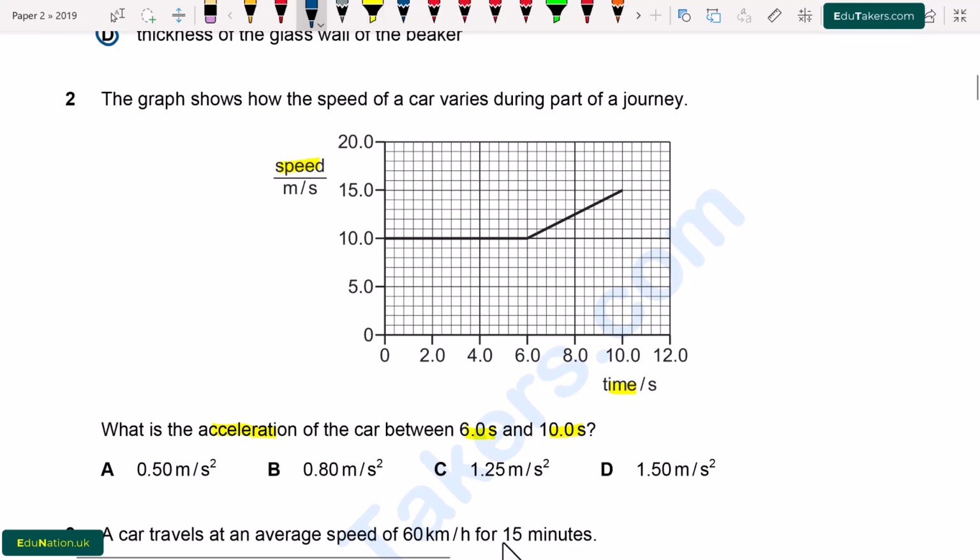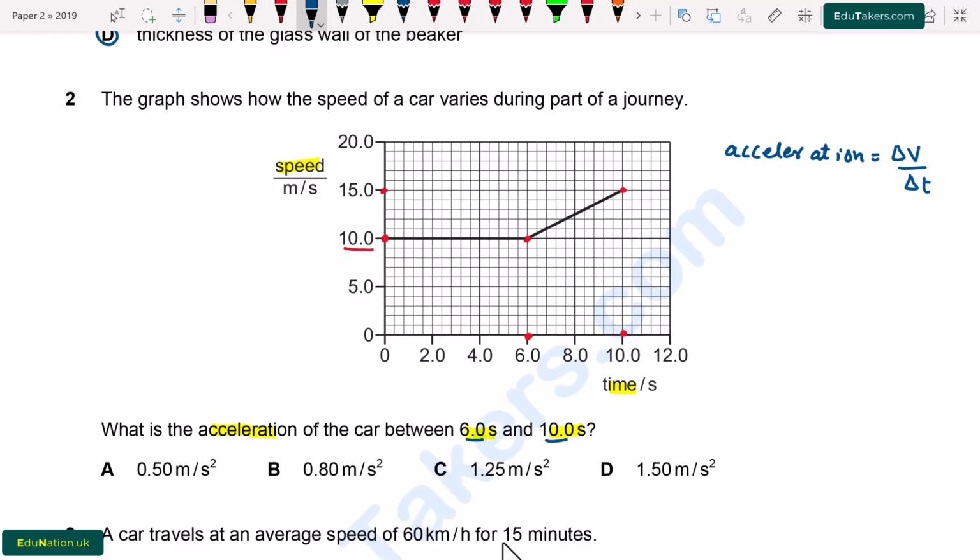So I write here, acceleration is equal to delta V over delta T. Time is given, 6.0 second and 10.0 second. So 6.0 is here and 10.0 second here. We find out their corresponding values of the speed. At 6.0 second, speed is 10.0 meter per second, while at 10.0 second, speed is 15 meter per second.